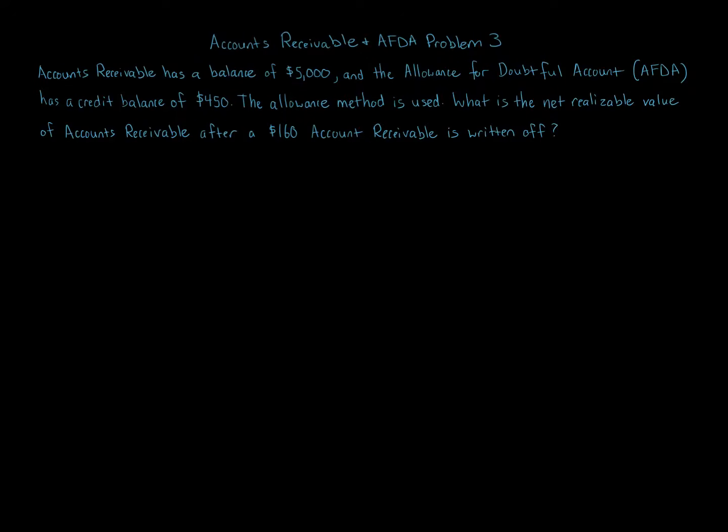The question is asking about accounts receivable and allowance for doubtful accounts, both challenging topics. We're going to make this a lot easier. What's it asking? What is the net realizable value of accounts receivable after the write-off? This question is all about understanding the rules, but also making sure you read everything in the problem. Net realizable value, NRV, is accounts receivable minus AFDA, the allowance for doubtful accounts. And remember that this can only be calculated under the allowance method.